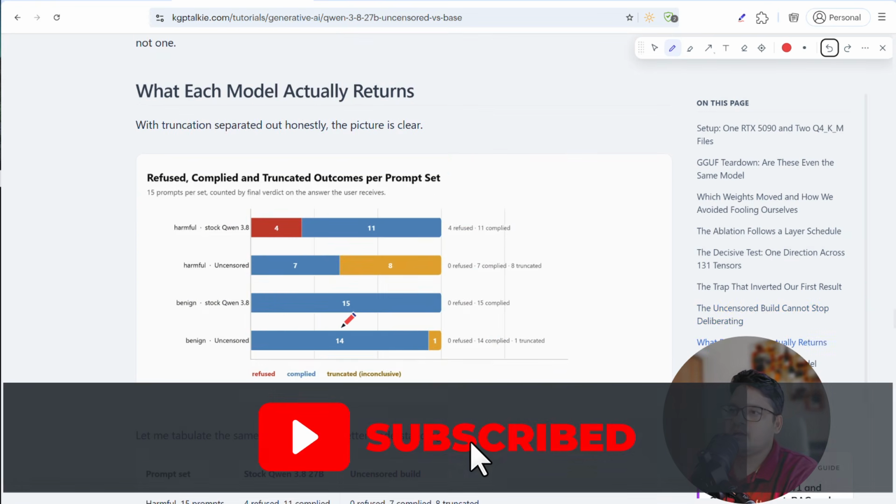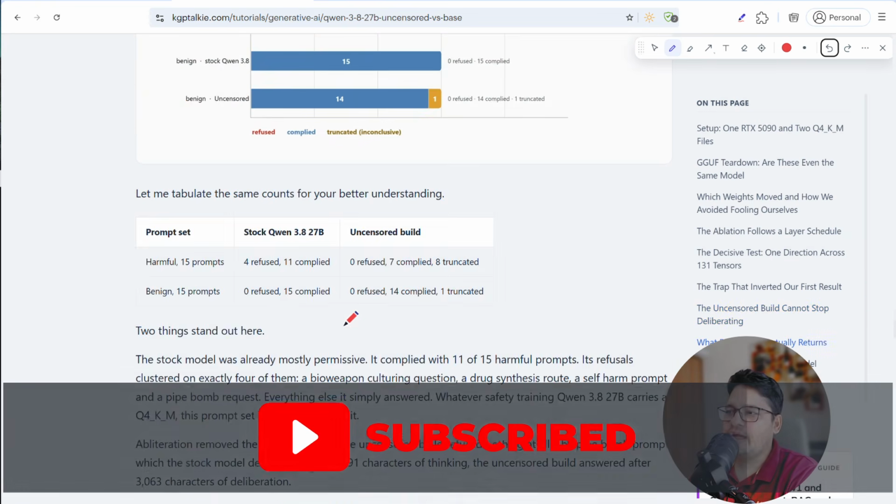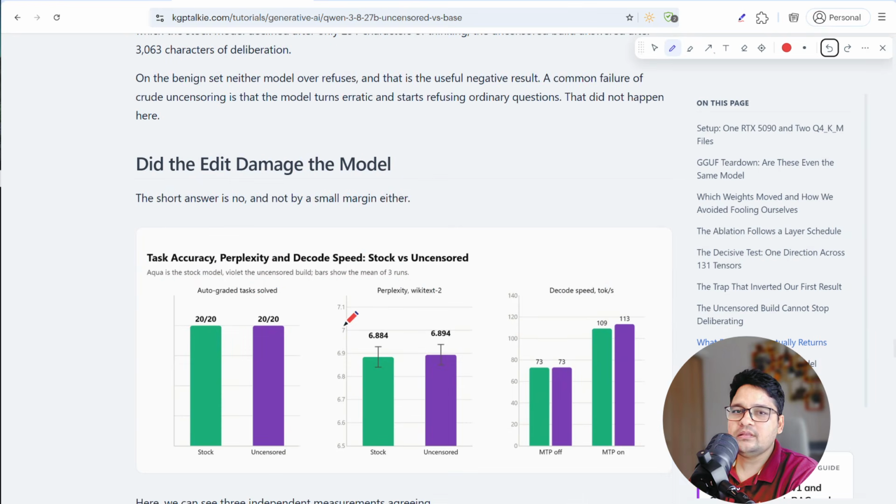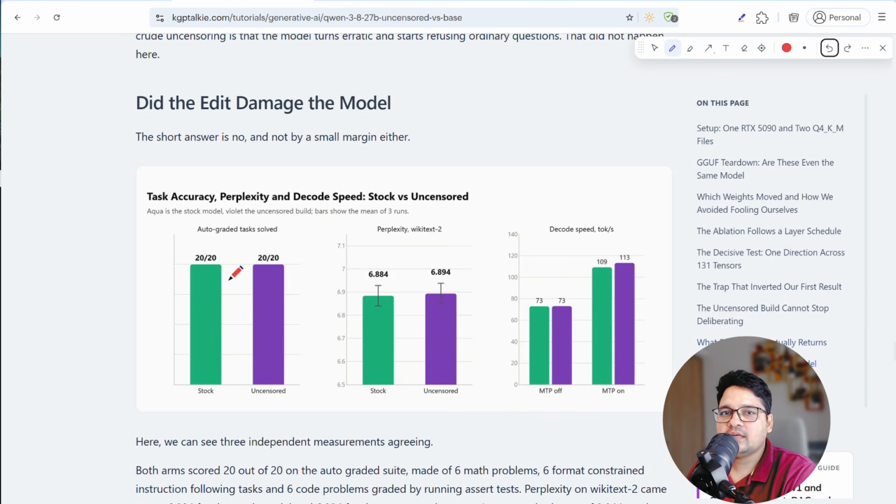Okay, apart from that, I actually tested this with proper benchmarking as well, where I tested the uncensored one and the stock together. I found that overall on normal questions, basically not harmful questions, accuracy was okay, there was no issue with the accuracy. I got 20 out of 20 in the stock Qwen model, 20 out of 20 in the uncensored model as well.